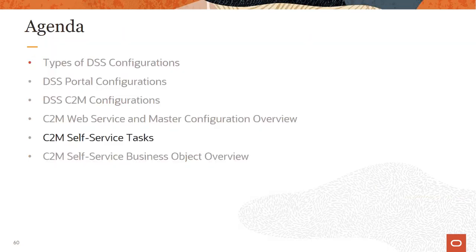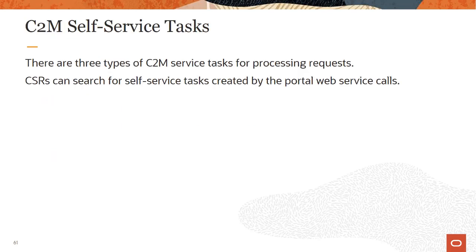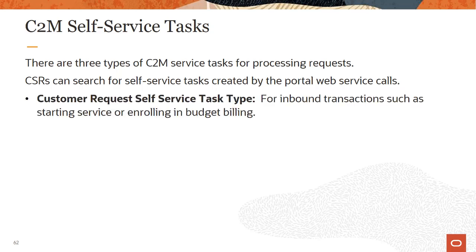Now let's turn our focus to C2M Self-Service Tasks. The DSS portal relies on three types of C2M service tasks for processing requests. Your customer service representatives will be able to search for self-service tasks created by the portal web service calls. The first type is the customer request self-service task type. These tasks are for inbound transactions, such as starting service or enrolling in budget billing.